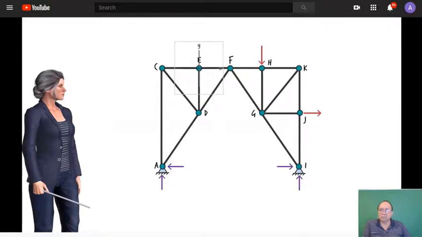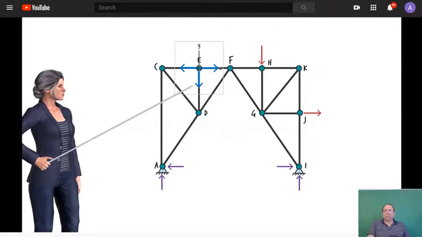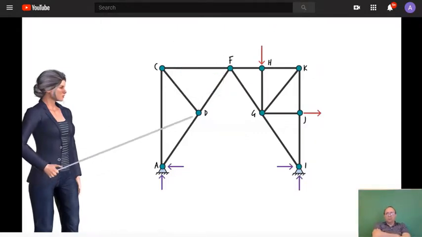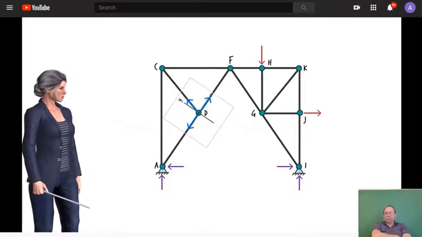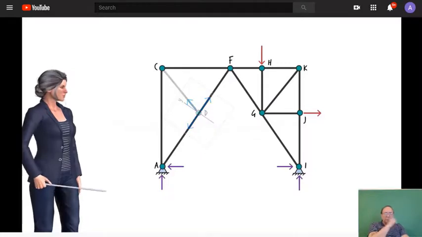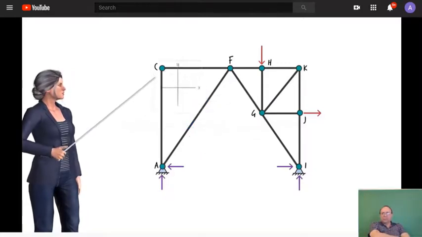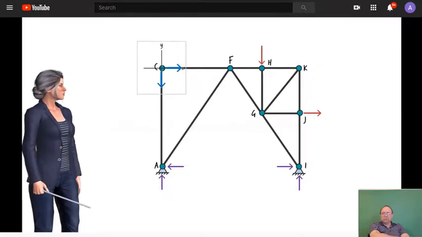Next, consider joint E. Since the sum of the forces in the y direction must be zero, DE must be a zero-force member. Furthermore, upon examining joint D, we can conclude that CD is a zero-force member. Why? Because after aligning the x-axis along line AF, we can see that CD is the only force with a y component. And since the sum of the forces in the y direction must be zero, CD must be a zero-force member. Finally, if we place the coordinate system at joint C, since there is only one force acting in either the x or y direction, we can conclude that both AC and CF are zero-force members.